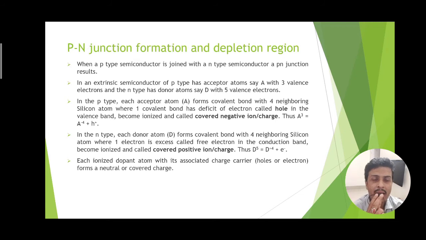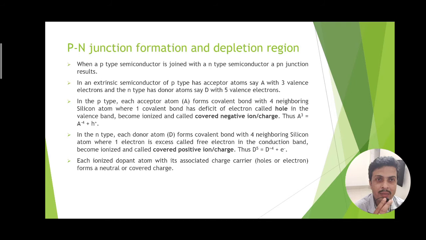PN junction formation and depletion region are the important facts in case of PN junction diode. P-type semiconductor and N-type semiconductor are chemically attached, and thereafter some incidents follow. That is, after formation of the PN junction, the P side has the higher concentration of holes, and the N side has high concentration of electrons. So due to the potential gradient, holes are trying to move from P side to N side, and electrons are trying to move from N side to P side.